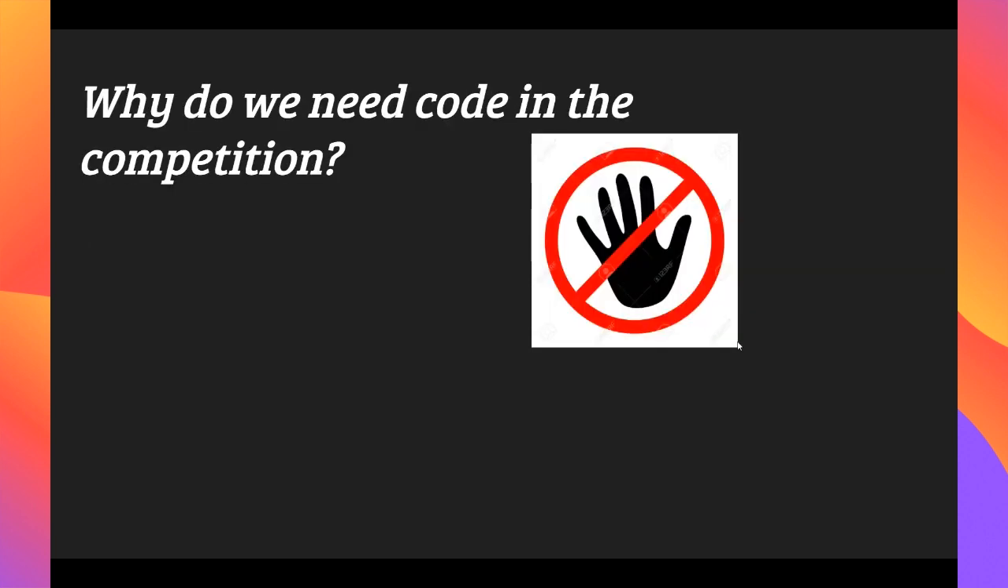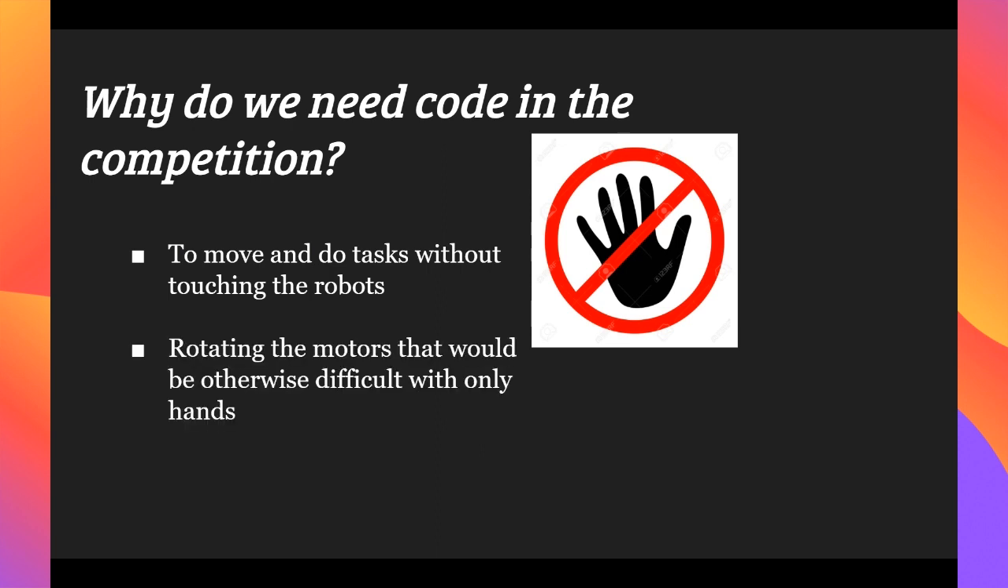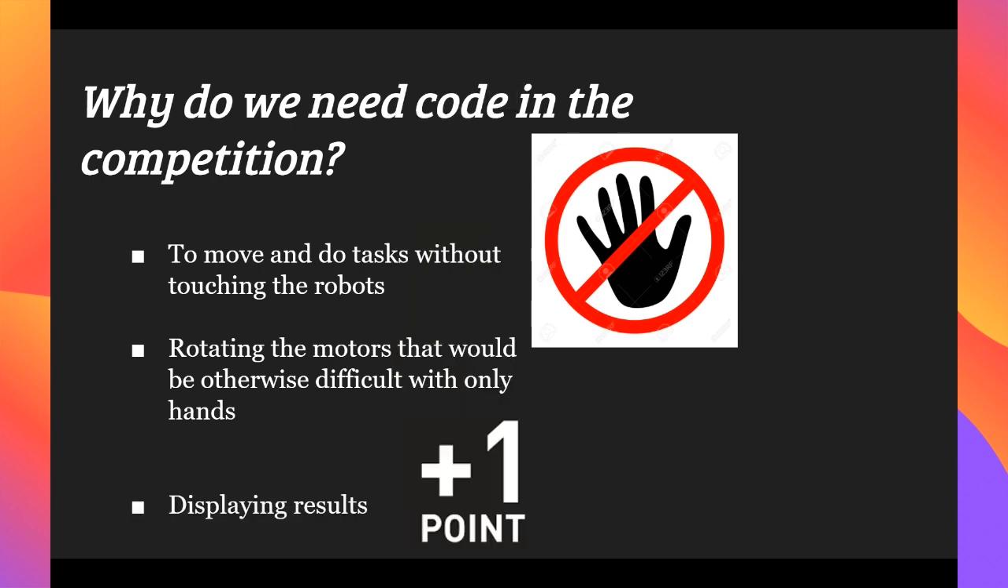So why do we need code in the competition? Well, we can't touch the robot. That's a requirement. So we want to be able to have it move on its own. We can code it. If you've ever turned the black motors on the LinkBots, you'd find that you can't rotate it that fast, but with code you can. Also displaying results, like the robot moving or something printing out, and that does give you points.